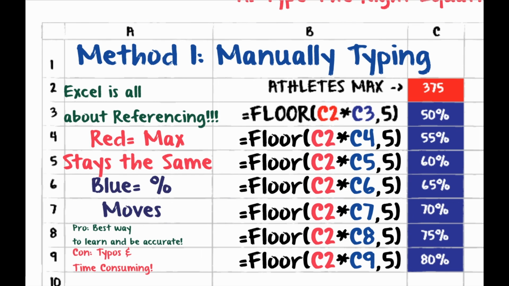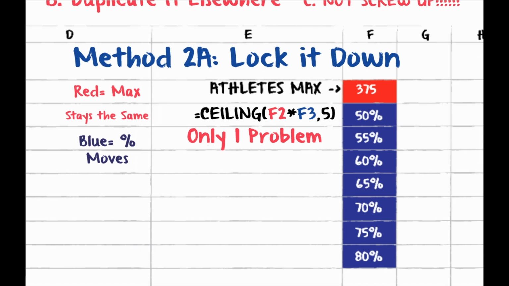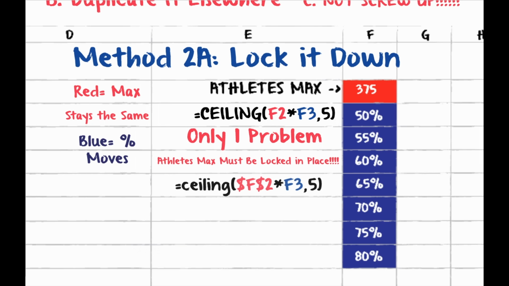The con of this method is, well, it's very time consuming and it's easy to make a typo, which can result in an error. Now let's talk about locking the cell down. The number one problem with copying and pasting is that the equations will shift with the cells. To avoid this, we must first lock the cells we want to remain the same and constant, and in this case, it's our athlete's max.